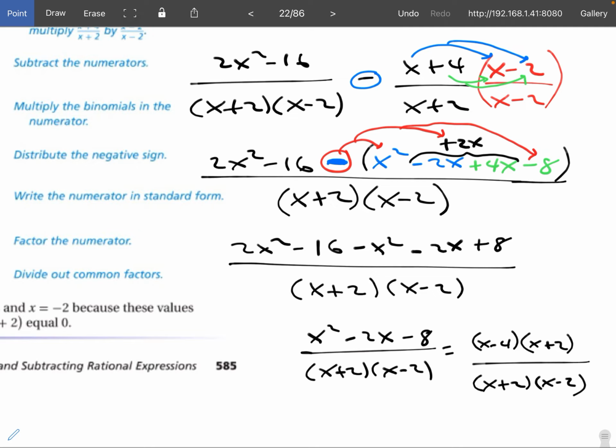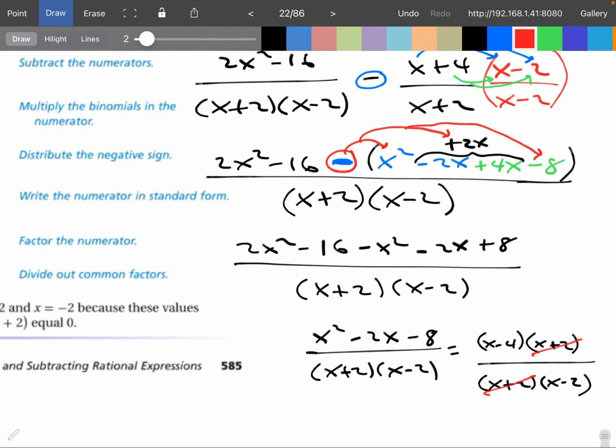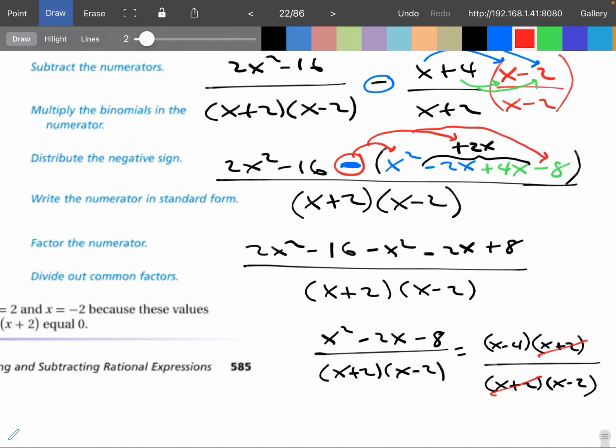Yep, the quantity x plus 2 in the numerator and denominator cancel out. So now you've got these two quantities cancel out, that one and that one. So then your final answer on this one, if I can fit it in here, is going to be x minus 4 over the quantity x minus 2.